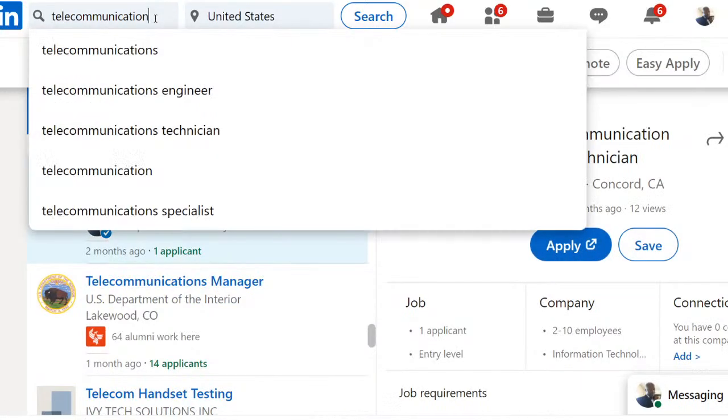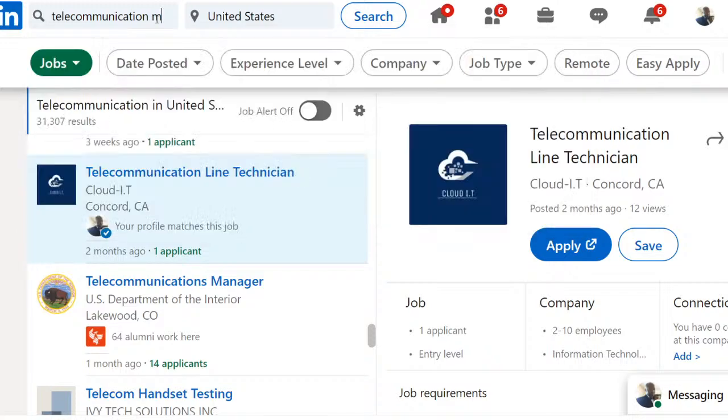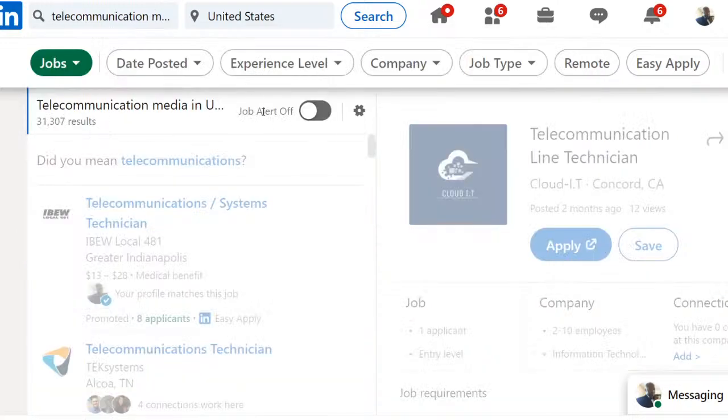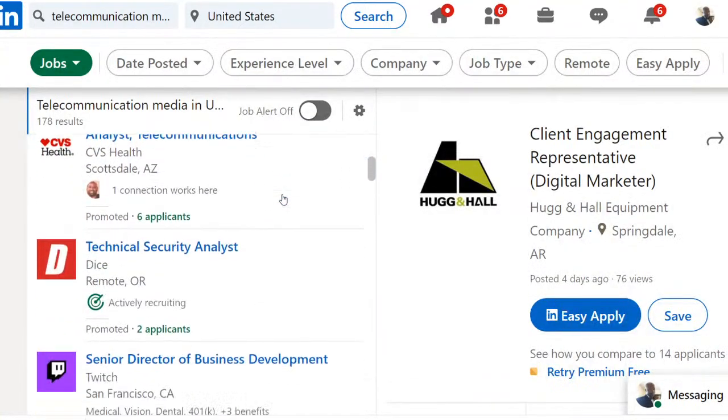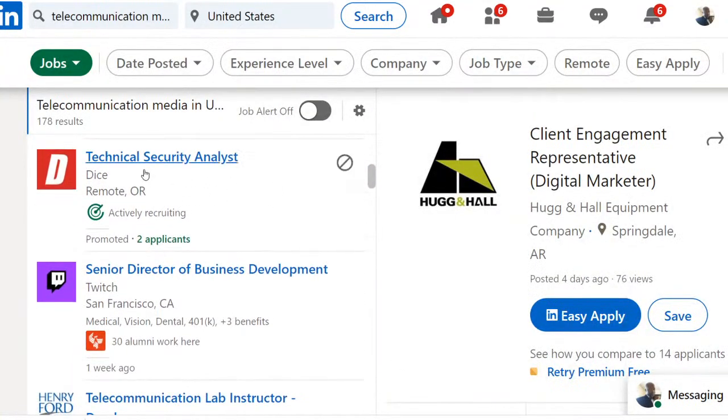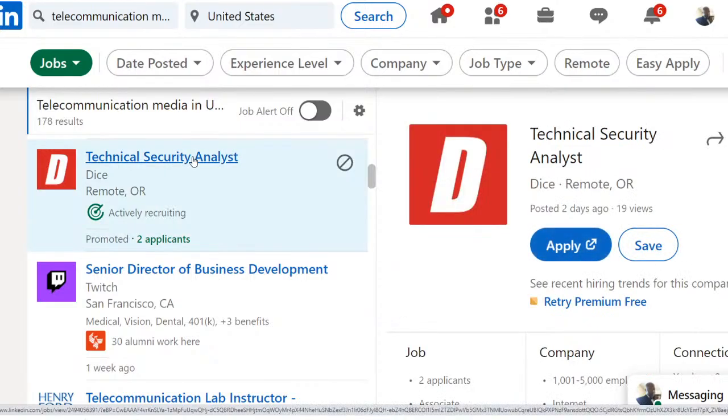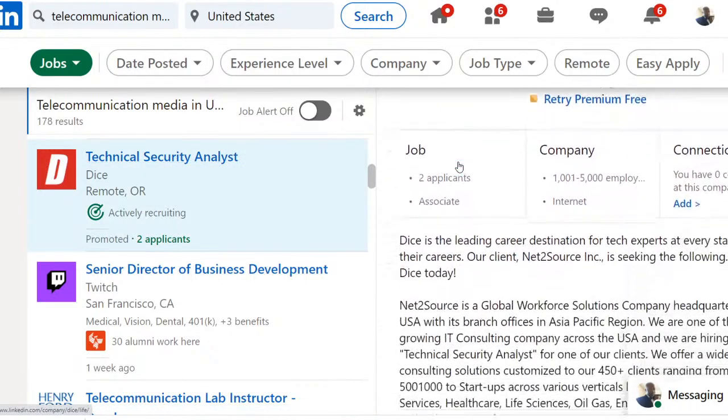And you know why? This is just not my market. That's why I just don't know what to type in. Mass media, telecommunications media. Technical security analyst. Let's see what this is on dice.com.